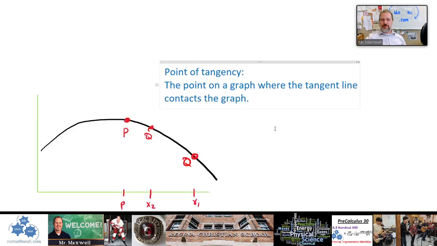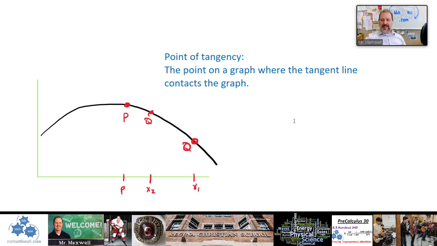All right. So let's think about this then. First of all, the point of tangency is something that's very important for us to understand. The point of tangency would be the point at which the tangent line touches the curve.